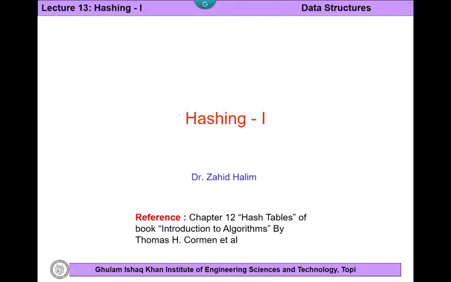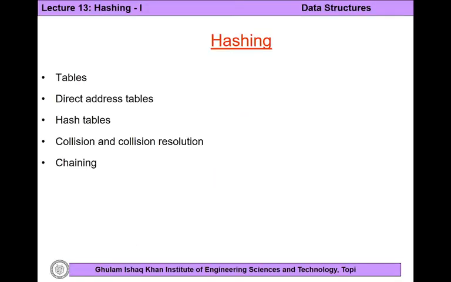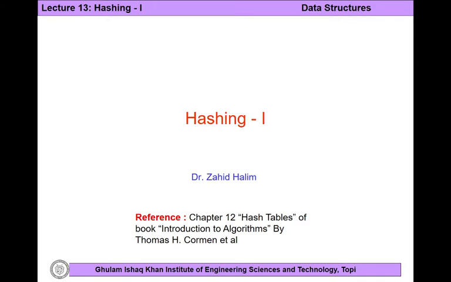Now hashing, basically the purpose of hashing is to perform all the dictionary operations in order of one time. Now what do we mean by dictionary operations? The operations insert, delete, search, update. These 4 operations are the commonly used operations on almost every data structure, you name it.